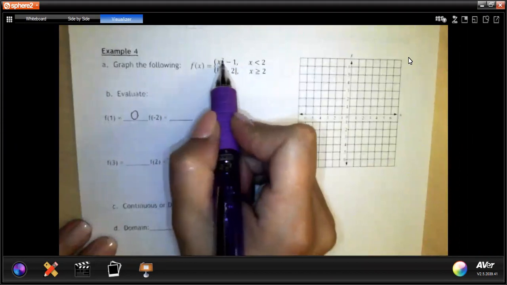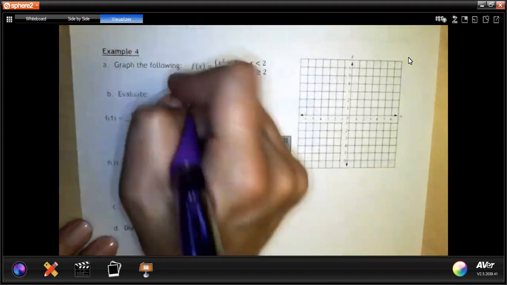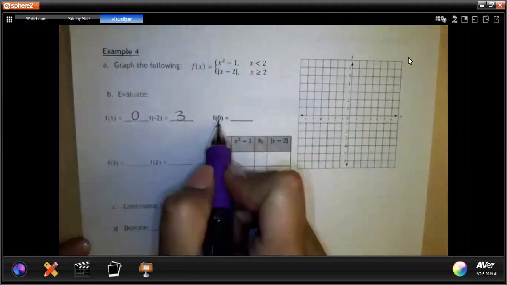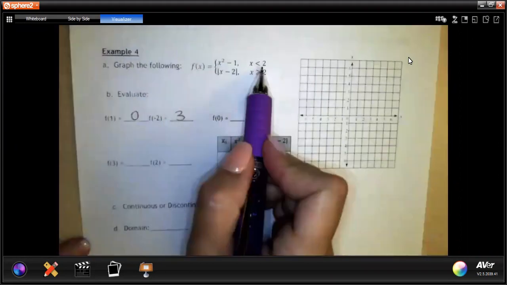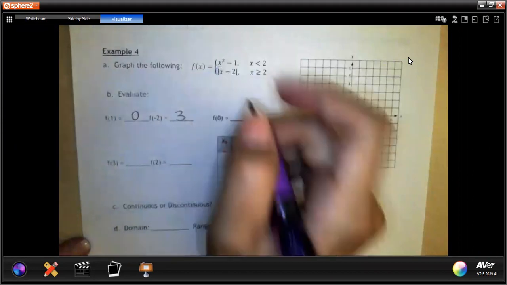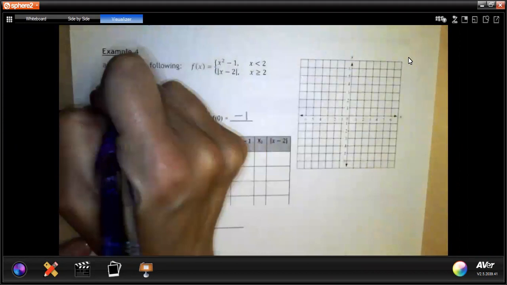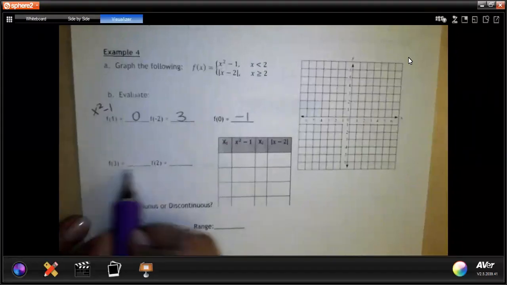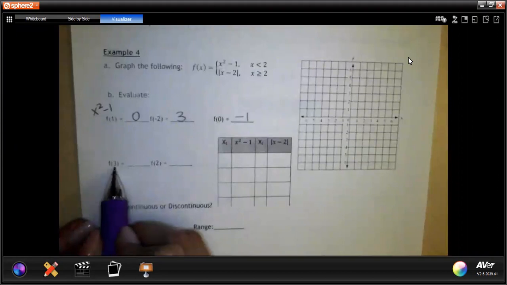Negative 2 squared is 4, minus 1 is 3. Remember, if you're putting that in the calculator, you've got to put that negative 2 in parentheses with the squared on the outside. 0 is also less than 2. And when I plug that in here, 0 squared minus 1 is negative 1. So for all of these equations, we use the x squared minus 1 because our x value was less than 2.